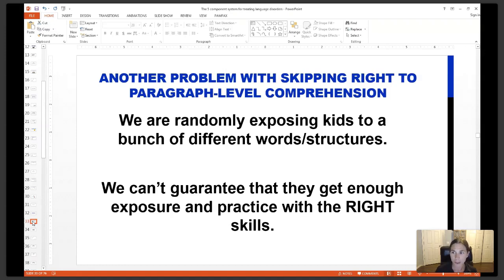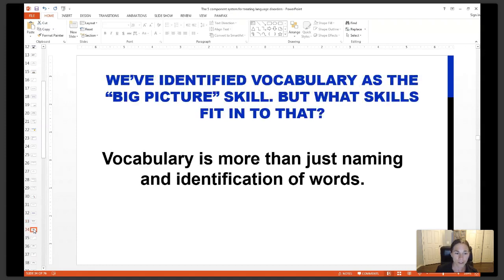Now, I see a lot of people saying yes, and some people saying, and if you're feeling so-so about it, that's why I want to provide some additional clarification about what I mean when I say targeting vocabulary. We've identified it as that big picture skill, but we know that vocabulary is more than just naming and identification of words. And this is where I got tripped up when I was first practicing.